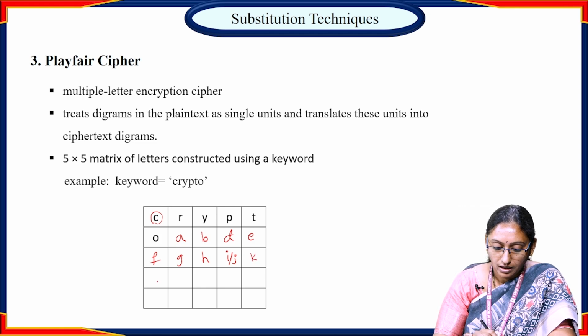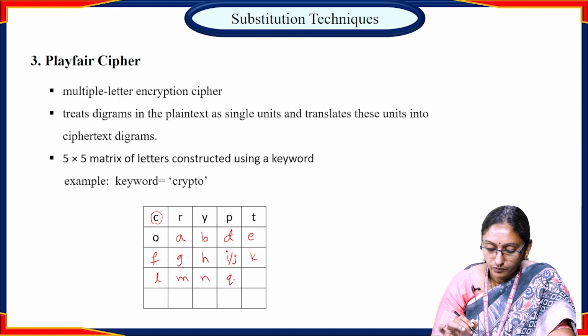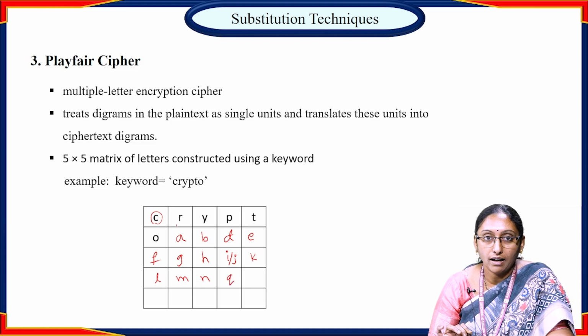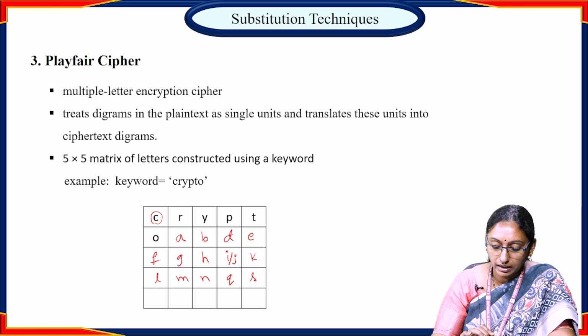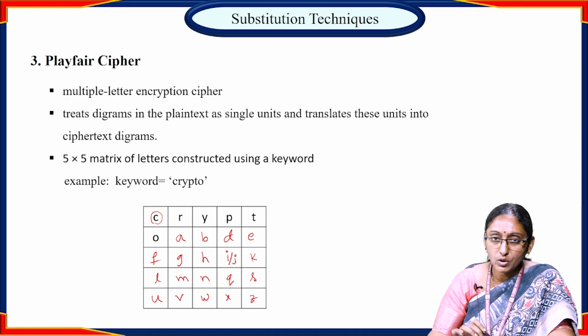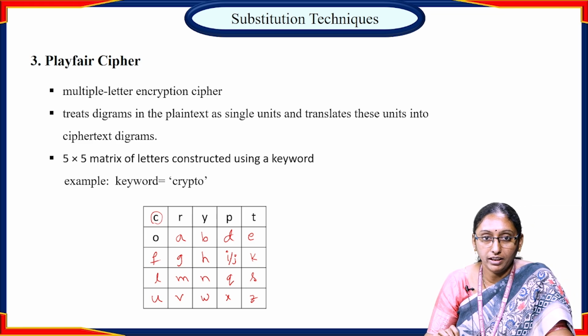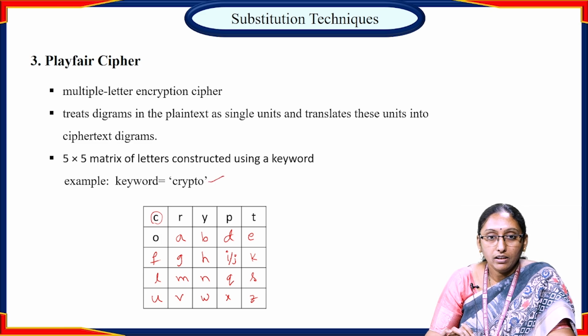Next, K, L, M, N. O already exists, so I am not writing O. P also already exists. Q. R already exists, so I am not writing R again. T already exists, so I am not writing T again. U, V, W, X. Y already exists, so I am writing Z. Like this, we need to prepare a 5x5 matrix, constructing it with the given keyword.